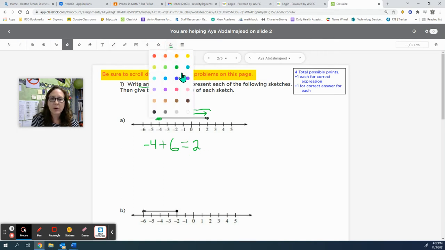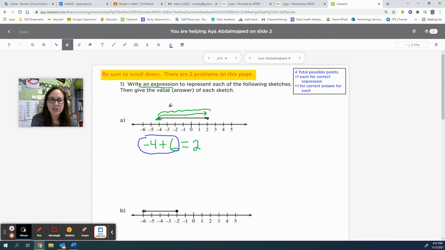So in terms of grading, this is an expression, and this is the expression that shows what's going on here. So that's worth 1 point. And then the answer says then give the value or answer of each sketch is right here. So that's another point. So this altogether was worth 2 possible points.